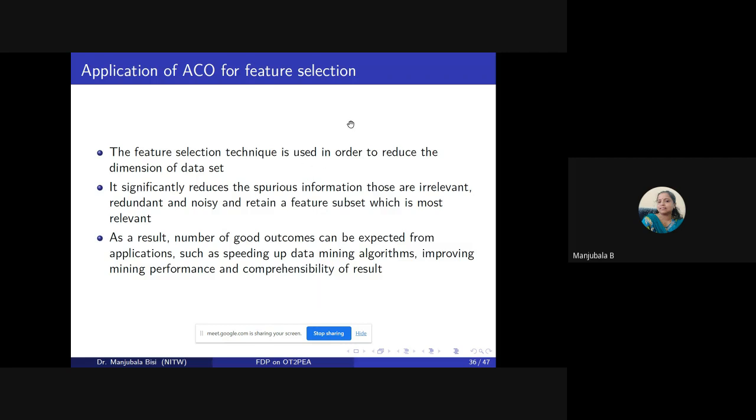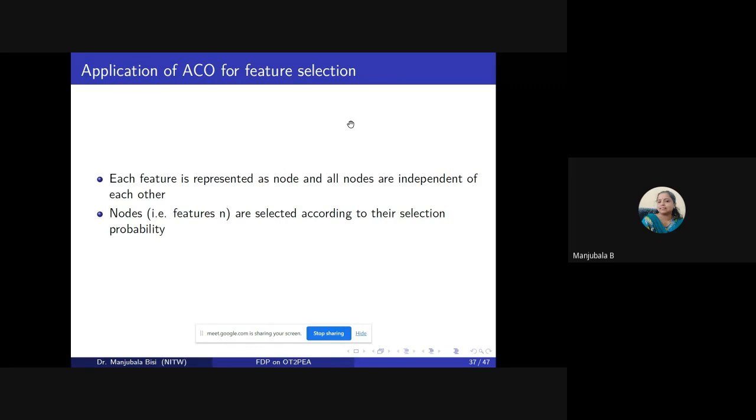So how to do this feature selection by using the ACO? This is simply what you have to do. Every feature you have to represent as a node, and you are assuming that all nodes are independent of each other. If some features are dependent on each other, then you have to group the features. You have to divide the n number of features into different groups, and each group you can keep in a node. So here we are assuming all nodes are independent, because this will not happen in every domain. Maybe some features are dependent on each other, so you can group them and keep them in a single node.